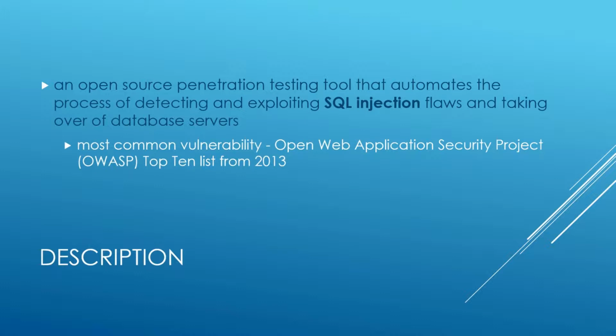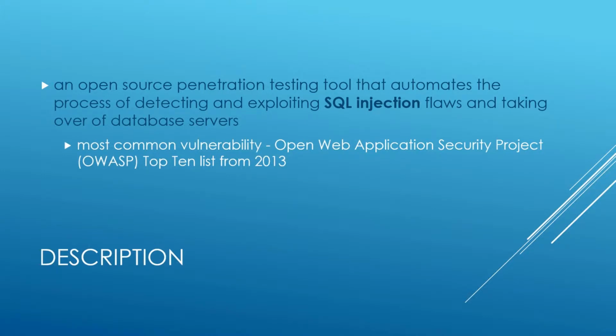So what is SQL Map? It's a tool that automates detecting and exploiting SQL injection flaws. So why is this important? It was listed as one of the top 10 most common vulnerabilities in the Open Web Application Security Project in 2013. And I've actually seen this vulnerability listed in the top 10 for the last decade at least, probably longer than that. So as an information assurance professional, you need to know about this one.